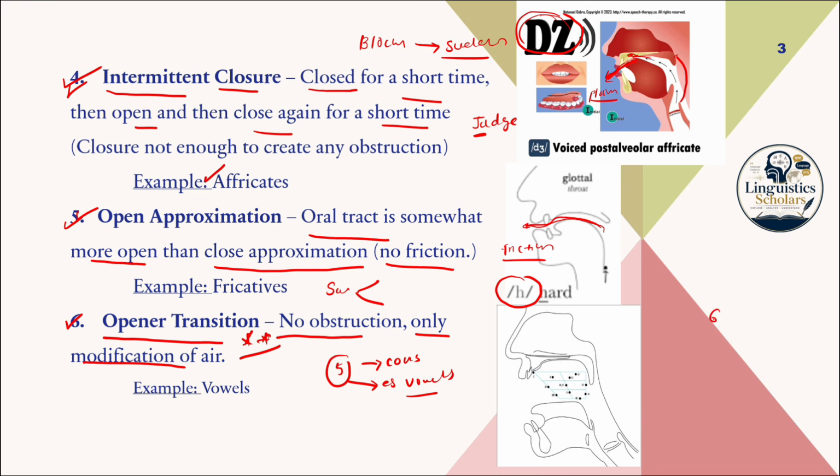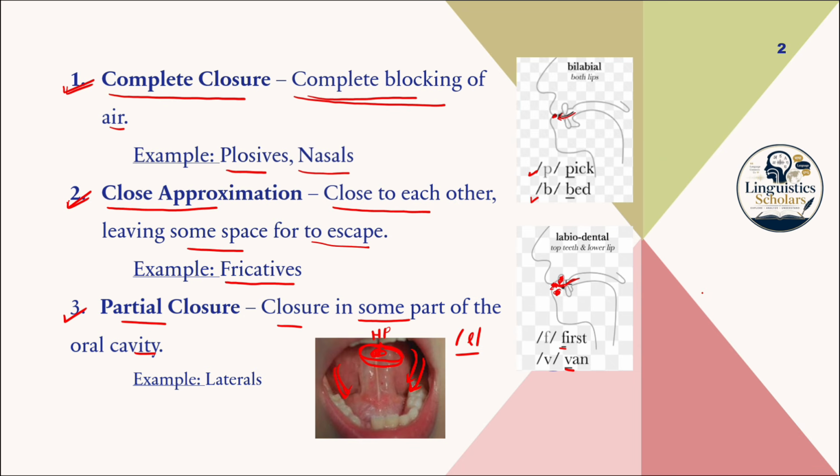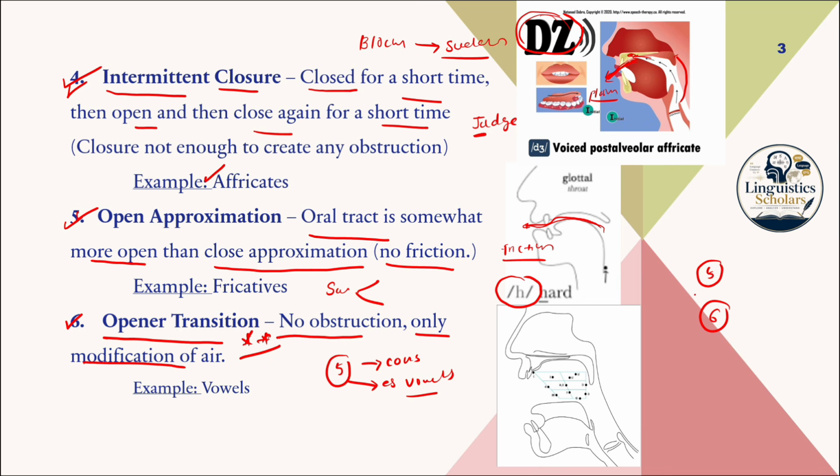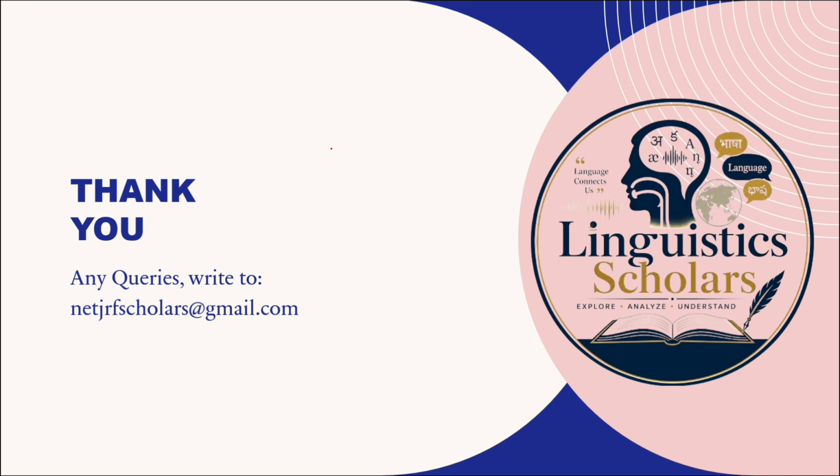So these are the six degrees of constriction, or modifications of the air, in the production of consonants and vowels. The five degrees of constriction, complete closure, close approximation, partial closure, intermittent closure, and open approximation, talk about consonants, whereas the last one, open transition, talks about vowels. In relation to this topic, we are going to discuss sonorants and obstruents in our next class.